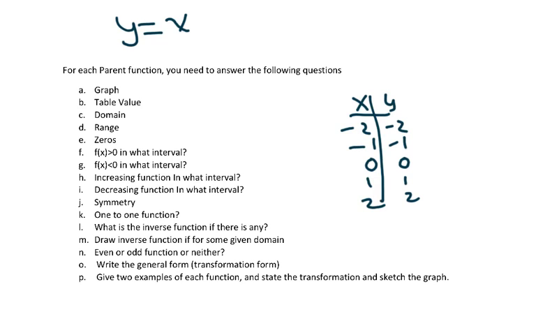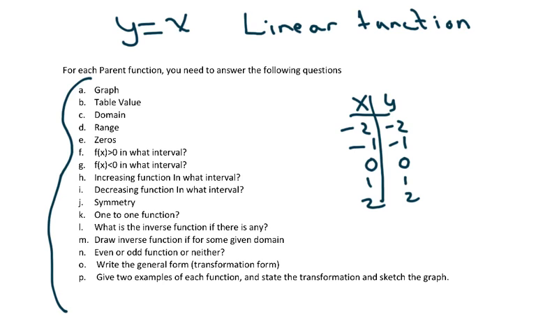Hi everyone, this is information about the parent function, the linear parent function, sometimes called the identity function, and we have to answer these questions. Some of these easier functions, it's hard to answer all of this, but we can try. So basically you should know what this looks like. You learned this in Algebra 1, and it's just going to be like this. And going through, my slope is 1.